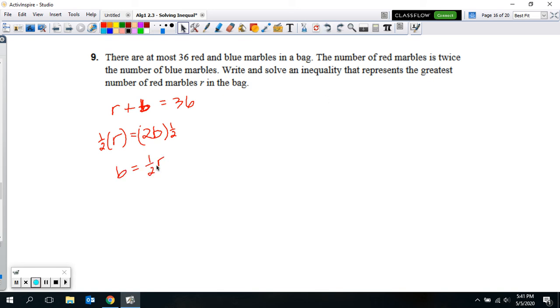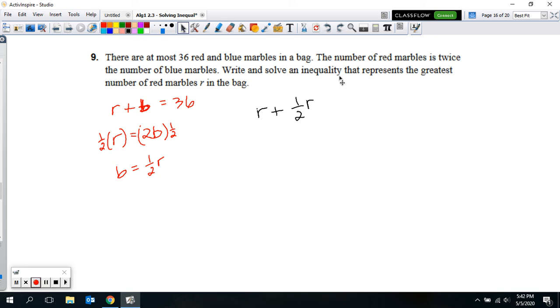So now I know what I can replace the b with. I can replace it with a 1/2 r. And that's how I'm going to write out this inequality. So it's write and then solve it. So the first thing is to write it. So it starts off with writing out this equation. We're going to put the r, but instead of putting b, we're going to substitute in a 1/2 r, because b does equal that. So r plus, instead of b, we're going to put the 1/2 r now in that place. And now instead of equals, because it wants an inequality, we have to put an inequality sign.